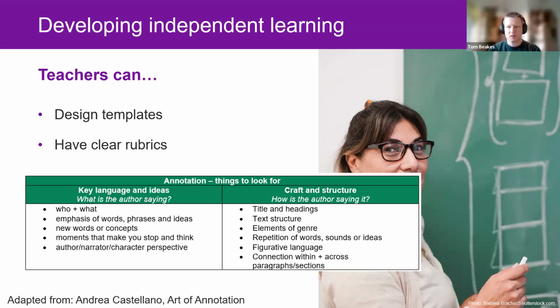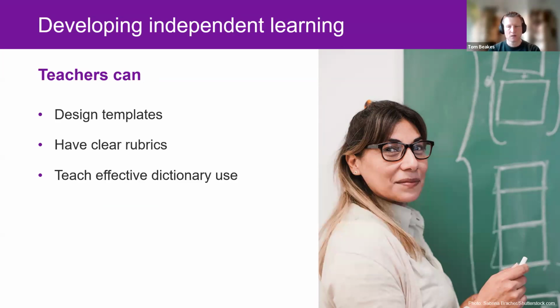And these rubrics also allow learners to potentially devise their own preferred methods of annotation. It's almost like a menu for them to choose from. And obviously, as they get more independent, those decisions are things they need to be able to make for themselves. This is a really simple one, but it's just teaching them how to use dictionaries.